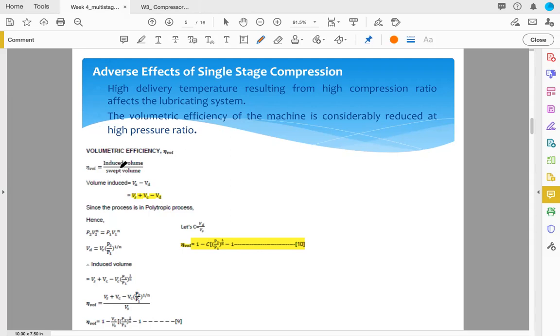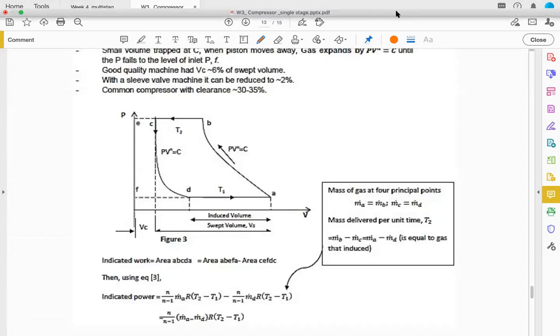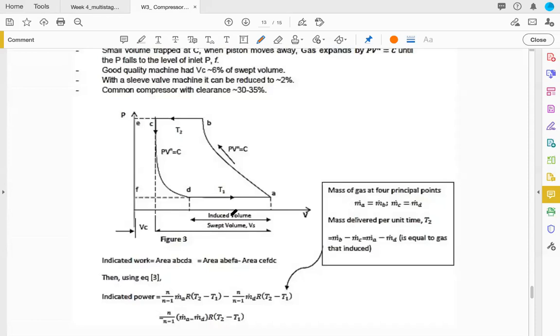So how does this happen? If you look at volumetric efficiency, it is induced volume over swept volume. So what is induced volume? If we look at the previous lecture with clearance, the induced volume is the amount of air that is compressed in the compressor, whereas the swept volume is the total cylinder, the whole cylinder. The induced is only the compressed air. We ignore the clearance. If you look at your previous lecture, the induced volume is VA minus VD. The swept volume is VA minus VC. The C is the clearance.